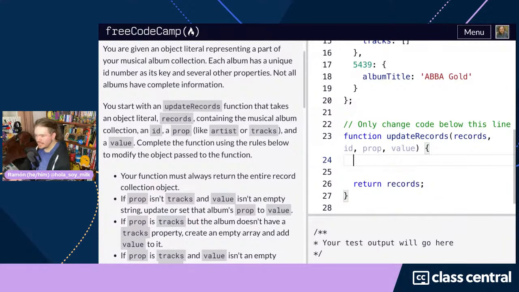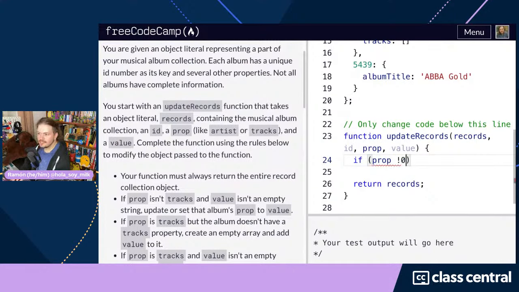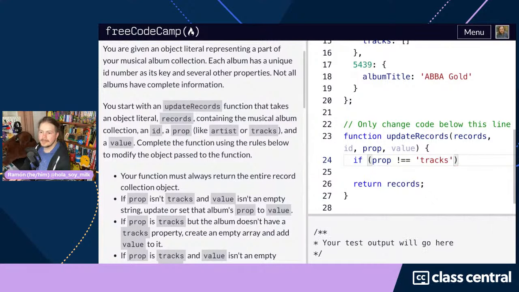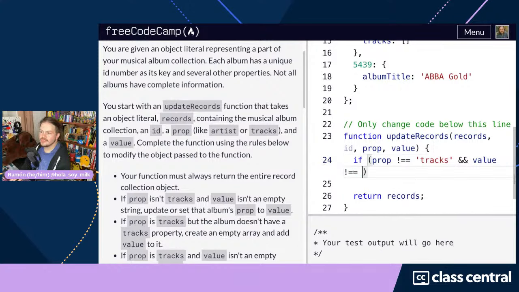Okay, let's do that with if statements. If prop is not equal to tracks, that's a string, and value is not an empty string. We did and with during the homework. Don't worry if you didn't, but this is how you do and. Value is not equal to an empty string. Update or set that album's prop to value.